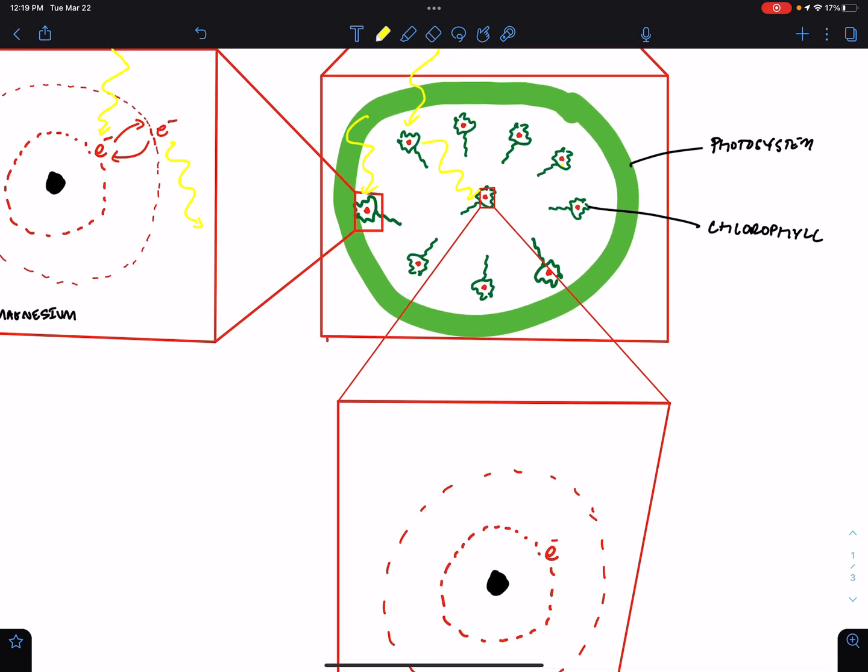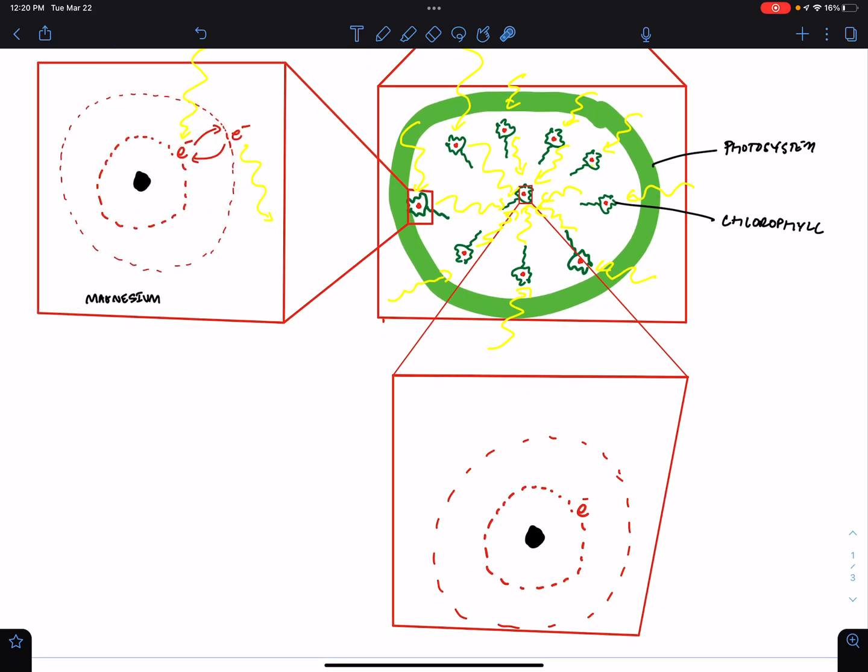And the same with this one over here. When a wavelength of light strikes it, it passes its light energy on to this one, and so on and so forth. We have all of these wavelengths of light being captured by all of our accessory chlorophyll molecules and then passed on to our center chlorophyll. So I think you get the point. We have a bunch of light coming in, and all of our accessory chlorophyll molecules on the outside are passing their light energy on in a very specific direction towards a special pair of chlorophylls at the center of the photosystem.